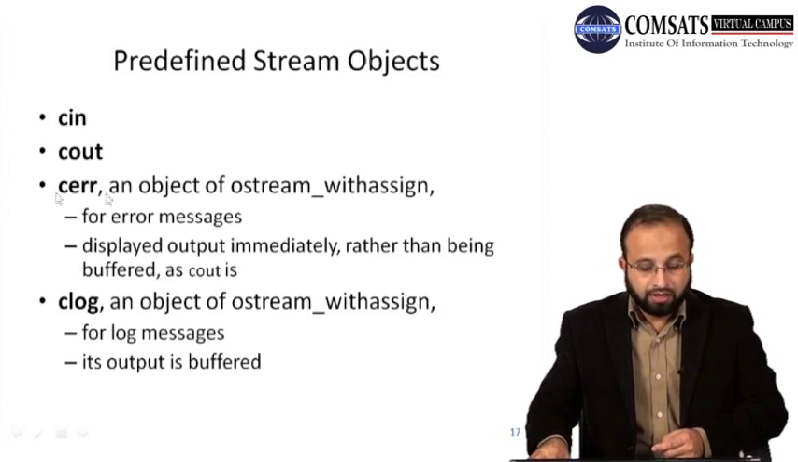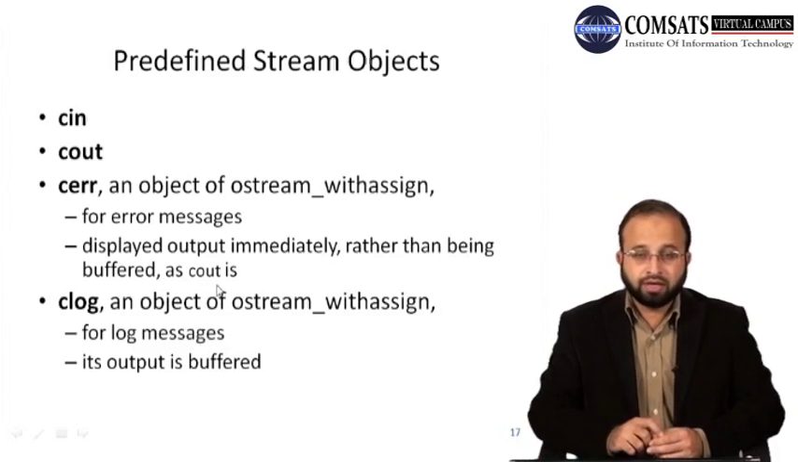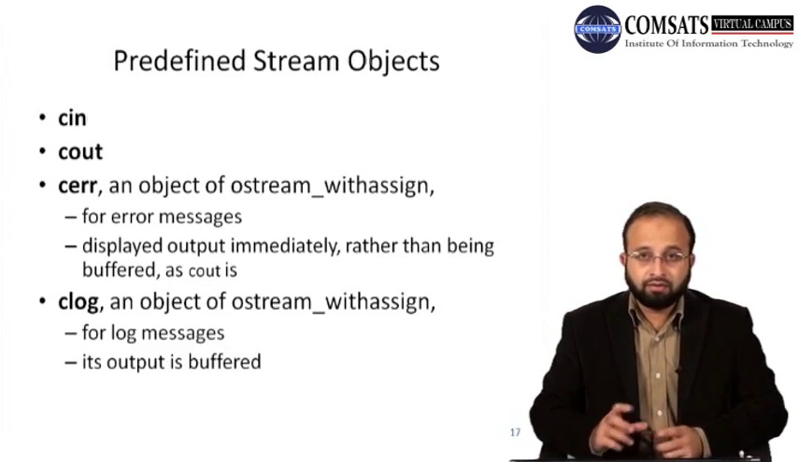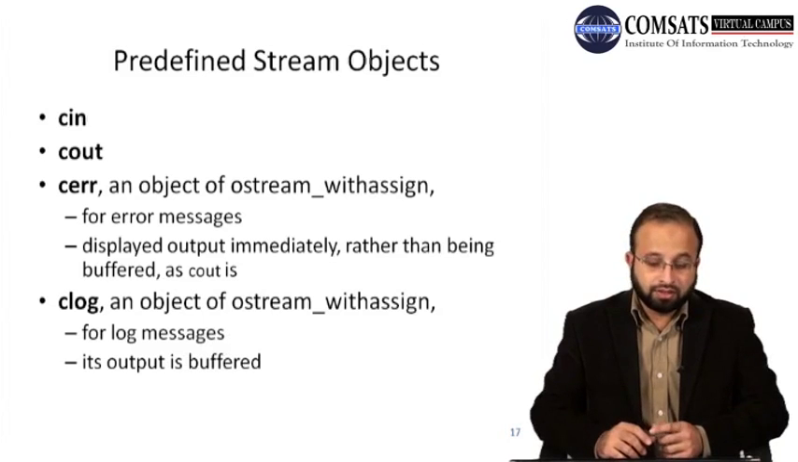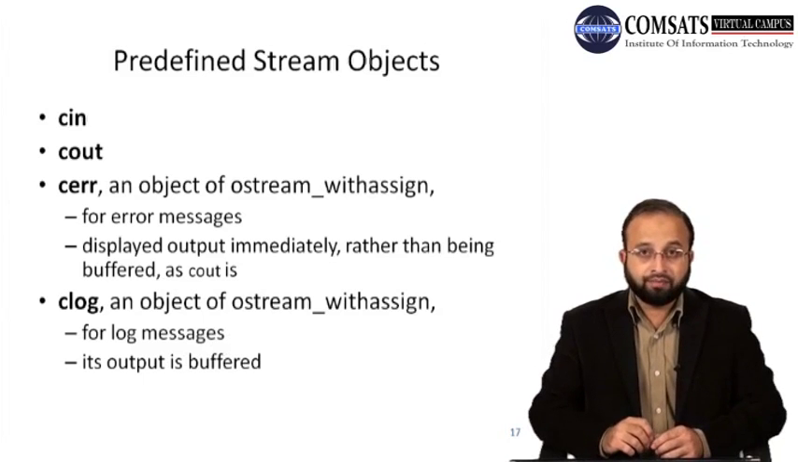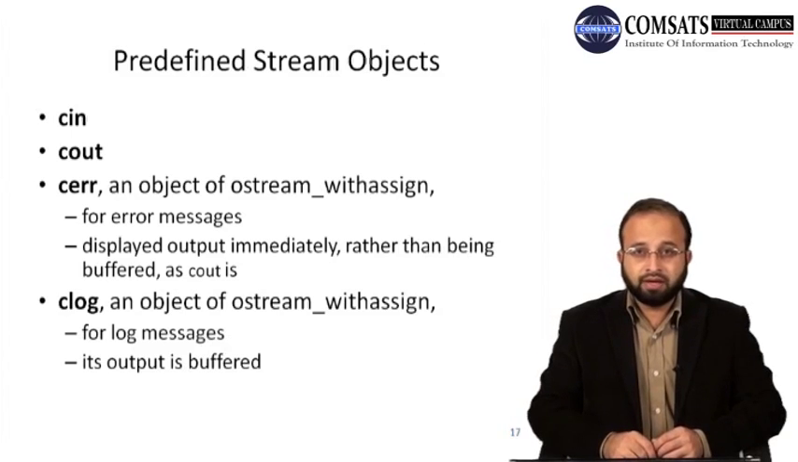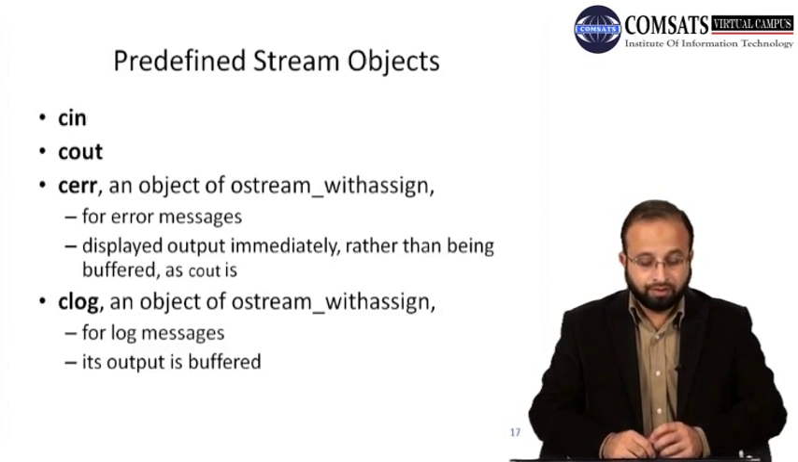So cerr is an object of the ostream_withassign class, and that is to display error messages. Now the difference between cout and cerr is that cerr displays output immediately rather than being buffered as cout is. So cout के through आप जो भी display करती हैं, that will be put into the buffer and it will be displayed accordingly one by one. ठीक है. cerr को हम buffer में नहीं रखते. Whatever is inserted in the cerr object will not be buffered; rather it will be displayed directly, on a priority basis, onto the computer screen.